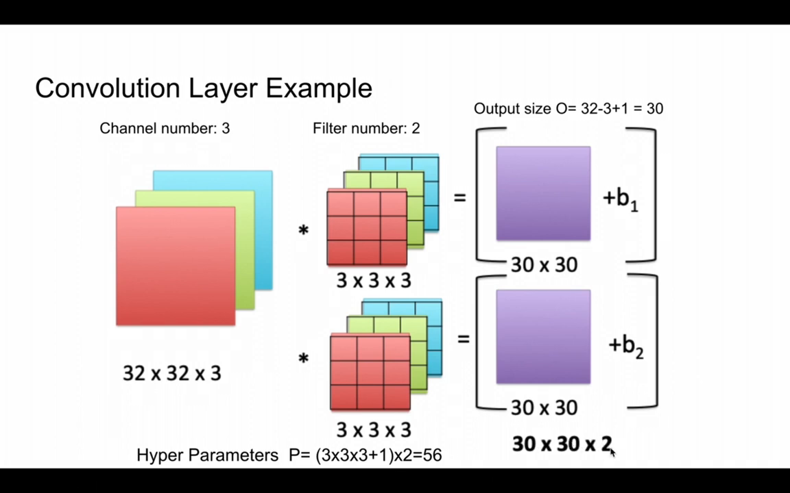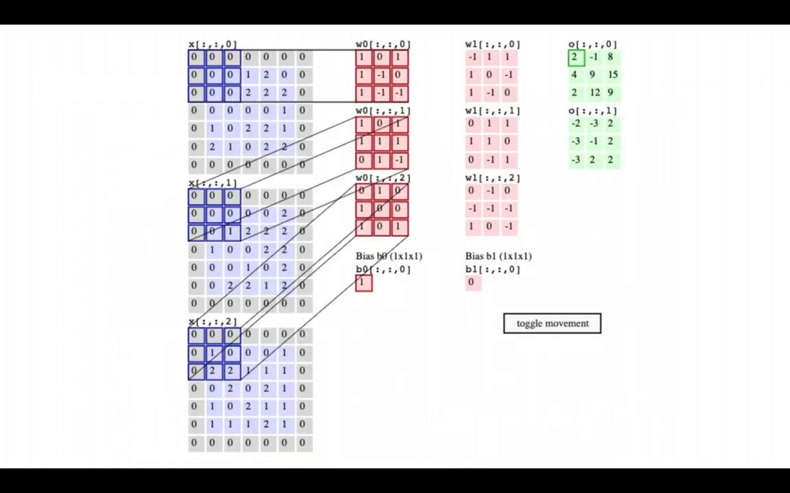2 is the number of filters. What are the hyperparameters in this case? It will be 3 by 3 by 3 plus 1 for each filter, times 2. That's the total filter number. Therefore, we have a total of 56 hyperparameters. Let's take a numerical value of this particular case.